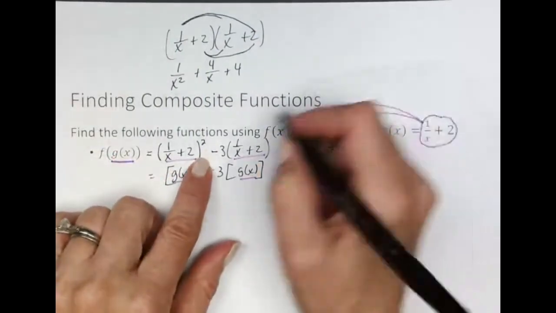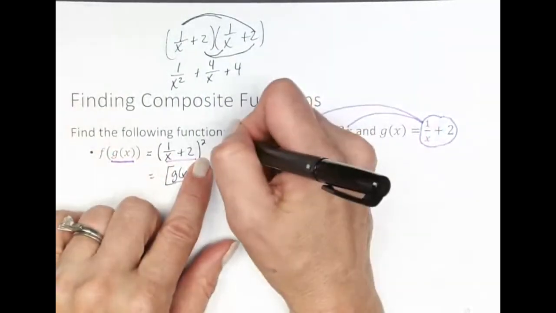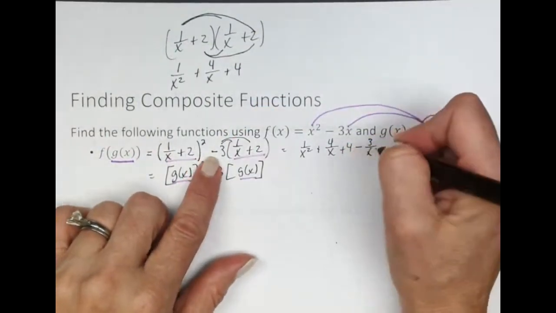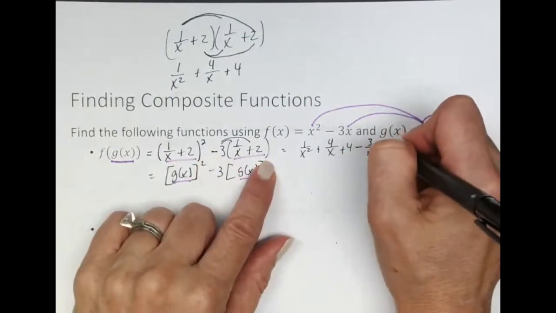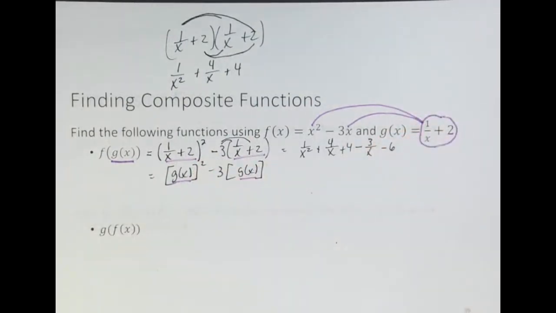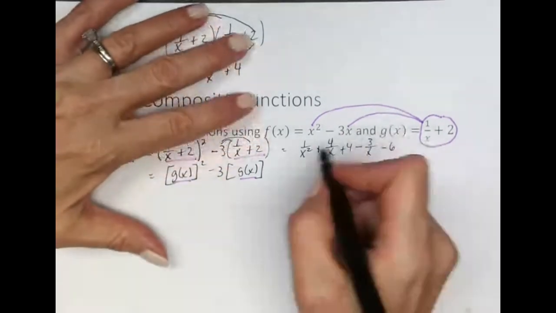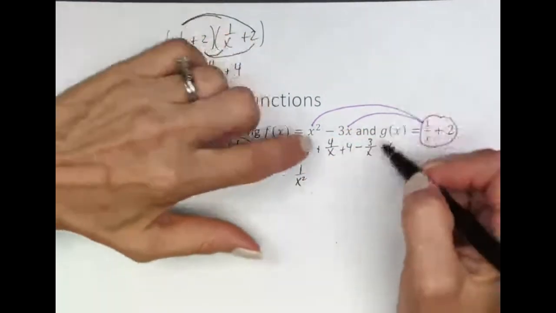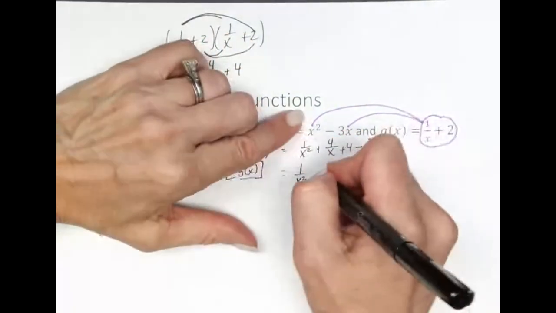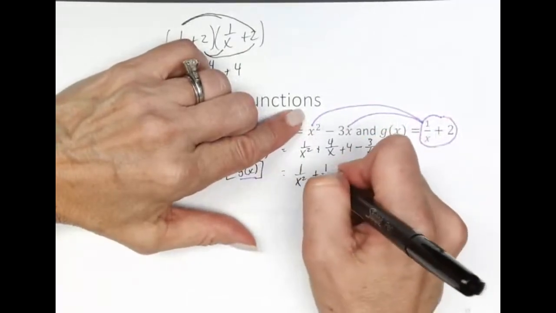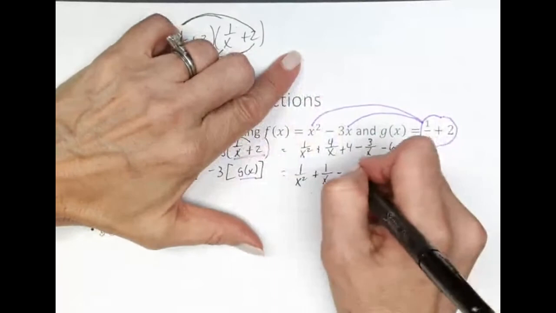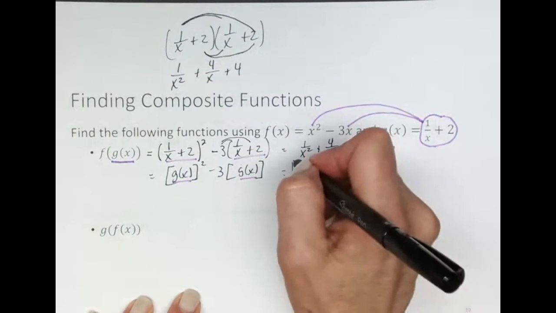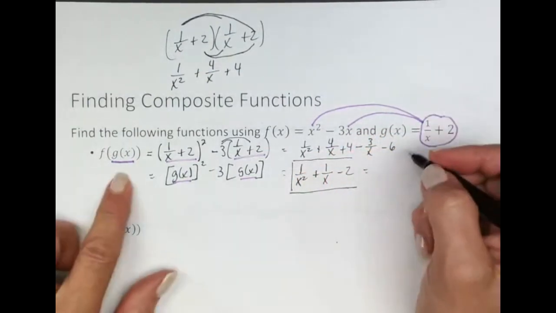Now we're going to subtract from that 3 times 1 over x plus 2. Let's go ahead and distribute that 3 right now. That'd be negative 3 over x minus 3 times 2, or minus 6. See, we can combine some terms here. There's only one x squared term, so we'll leave that 1 over x squared. But here I've got a 4 over x minus a 3 over x, which ends up being a positive 1 over x. And then 4 minus 6 is minus 2. So there's our answer. That is f of g of x.